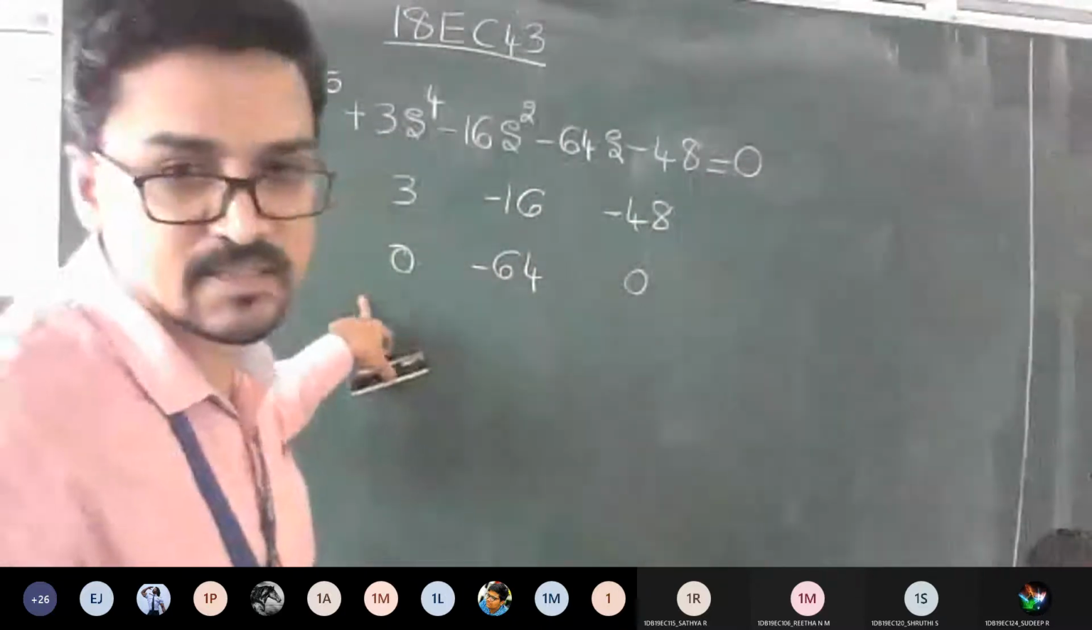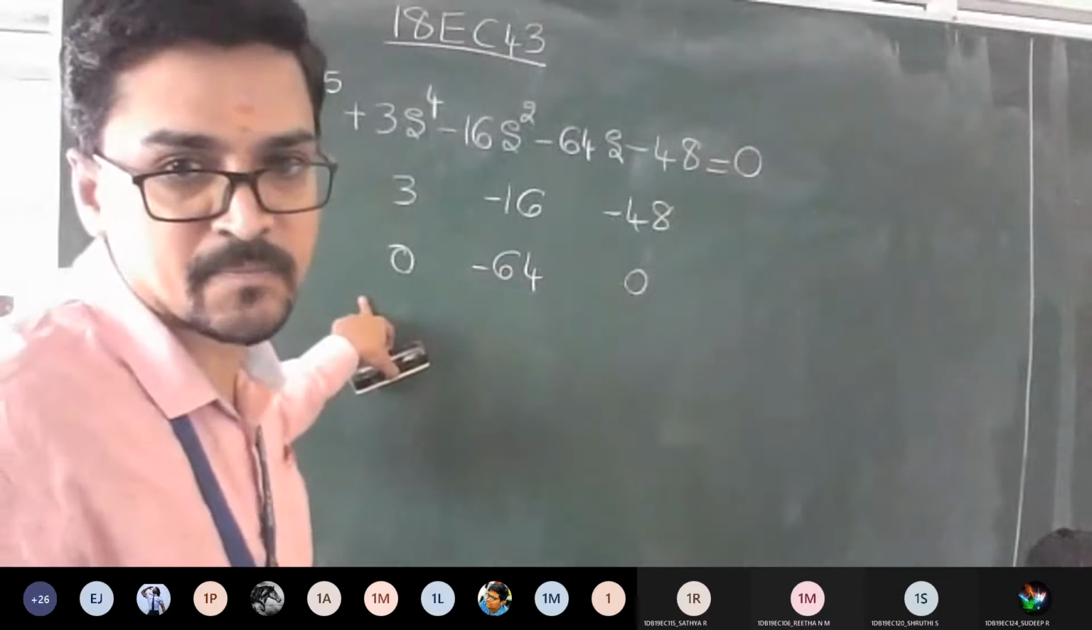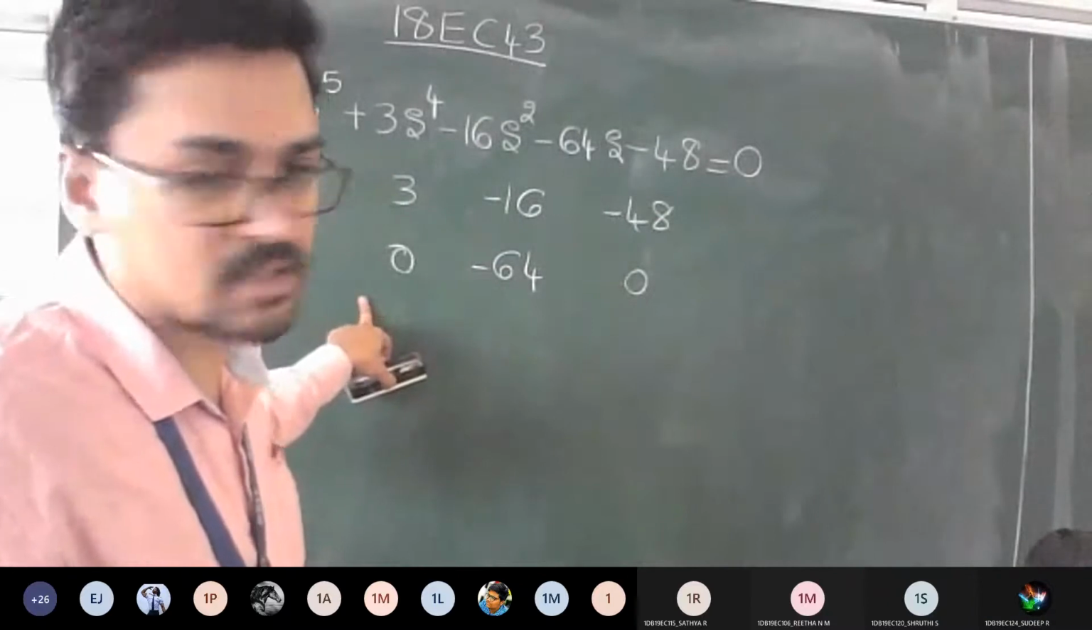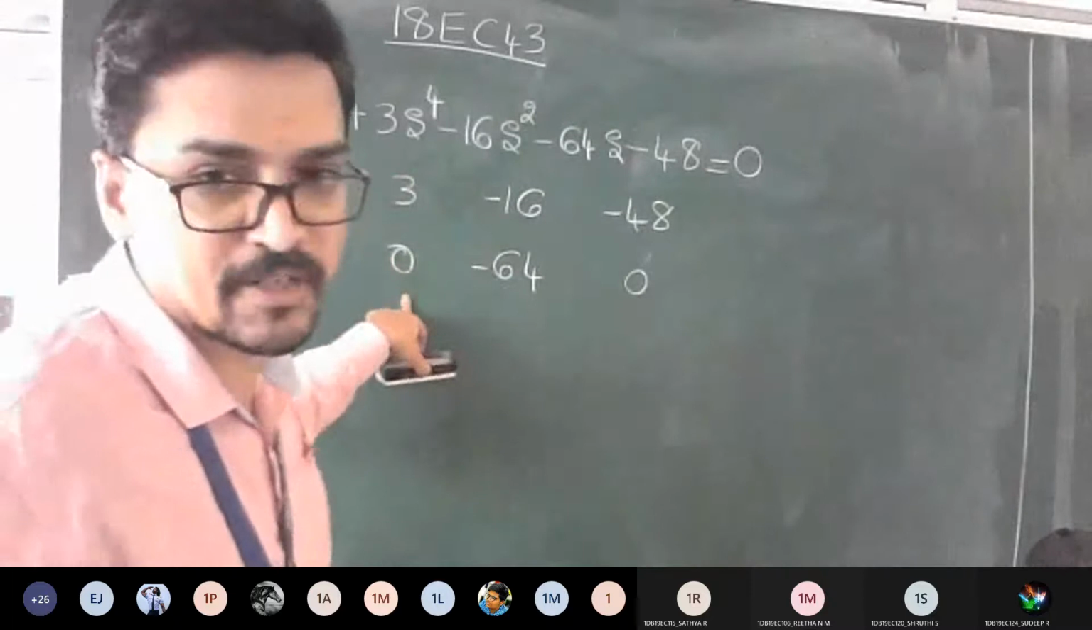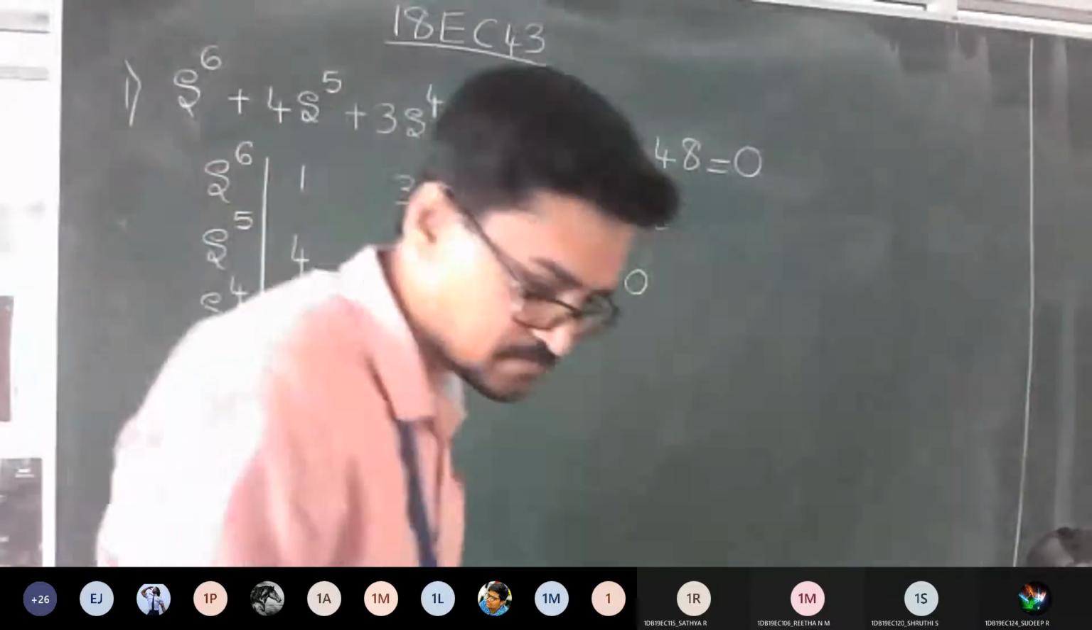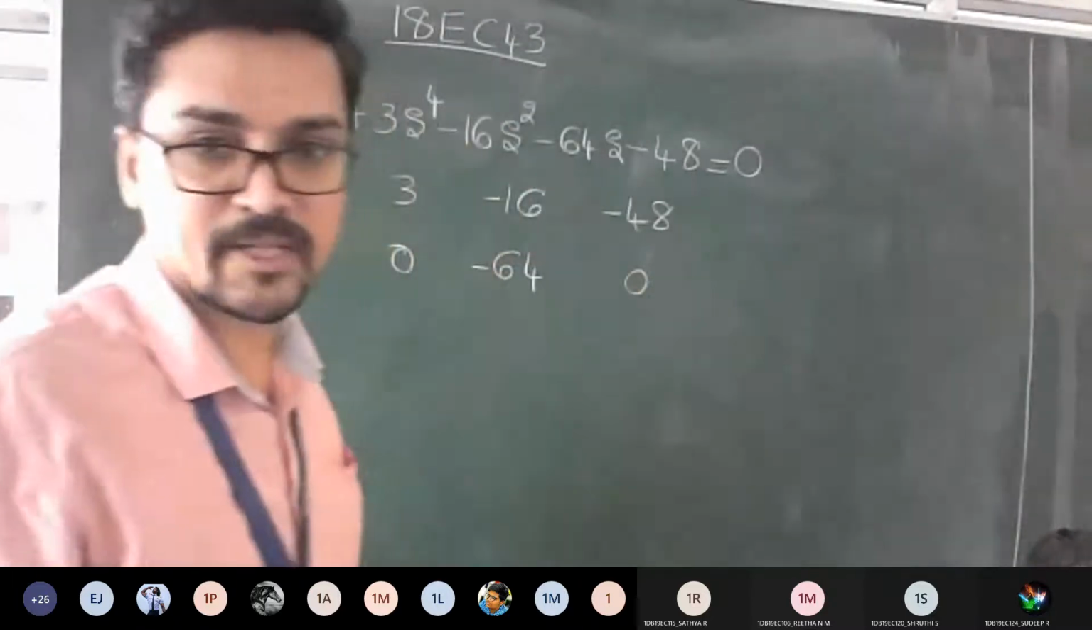So is it okay with what I wrote, the first two rows, everyone? Only one change: in this equation, s cube is not there, so that missing term we have filled with 0. Is it okay till here? Is it okay?